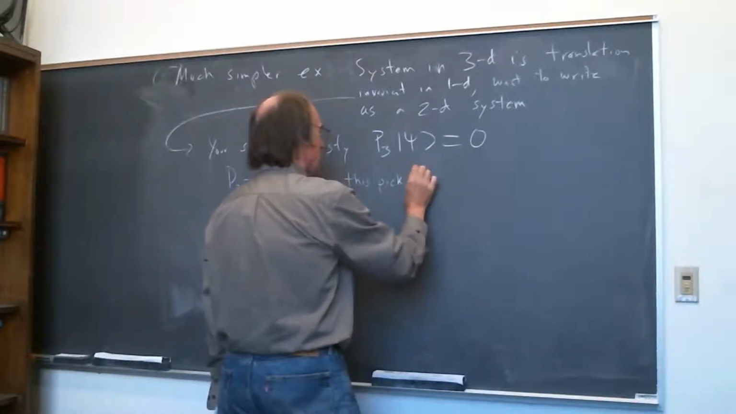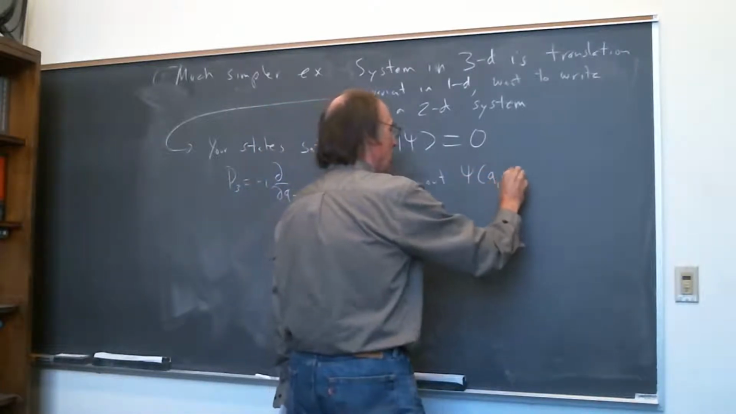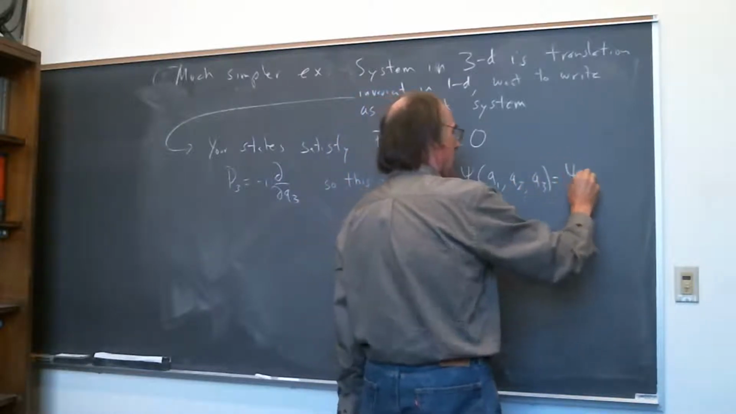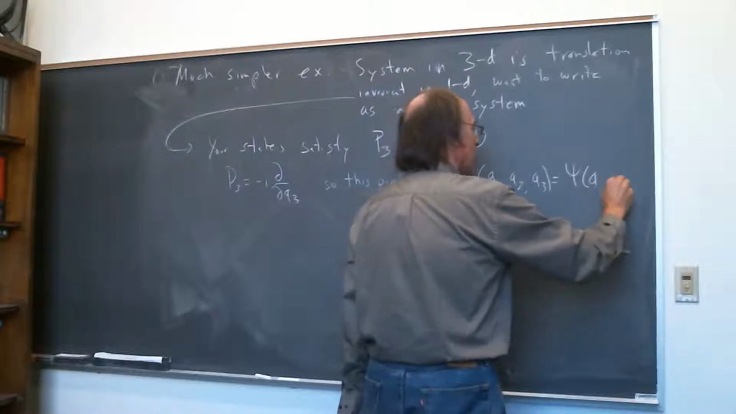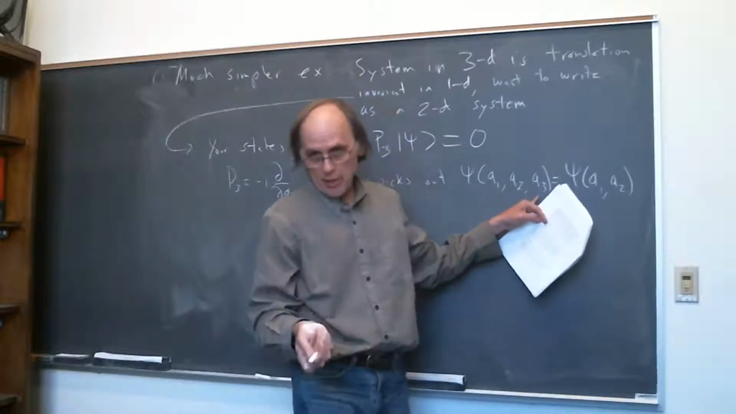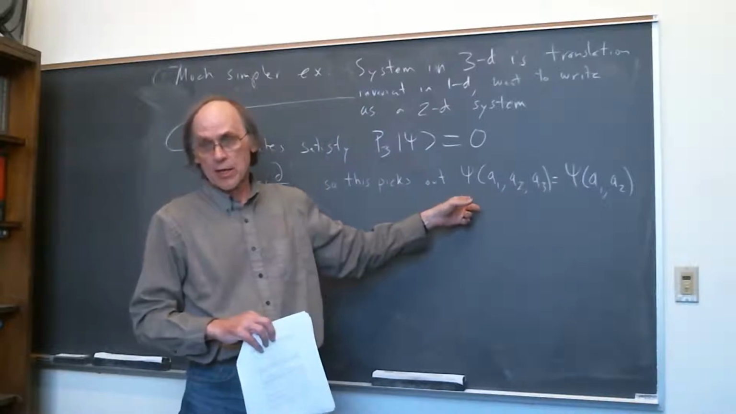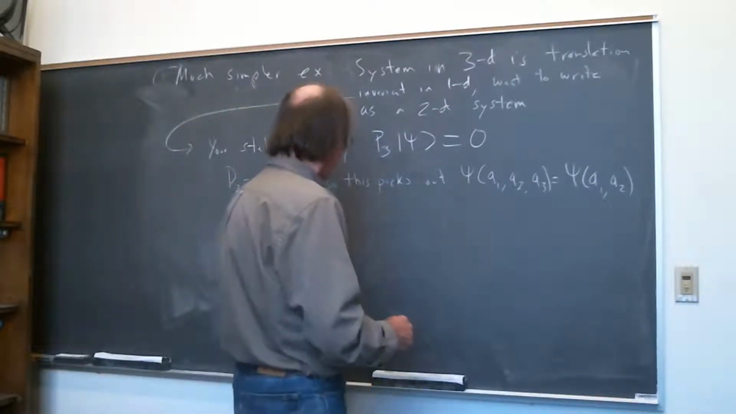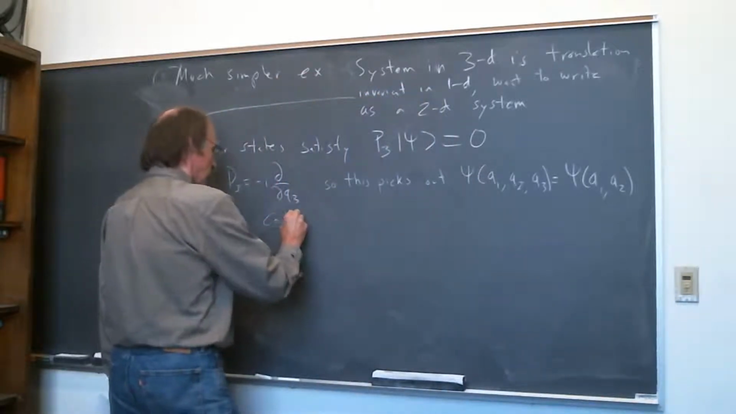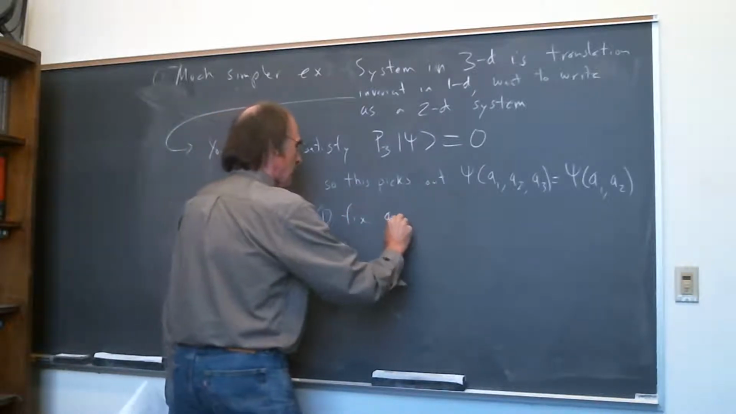Picks out psi of Q1, Q2, Q3 that are actually equal to just psi of Q1, Q2. So one thing we could do, if we were just working in terms of this kind of configuration space, is just fix Q3 equal to a constant.